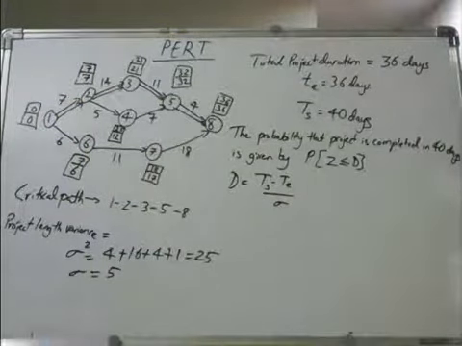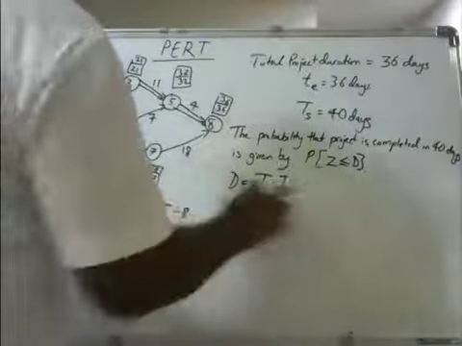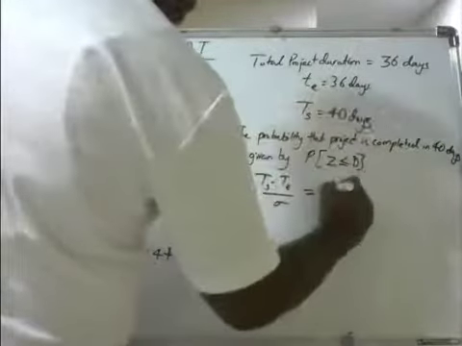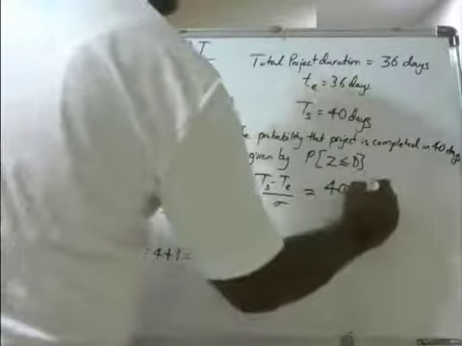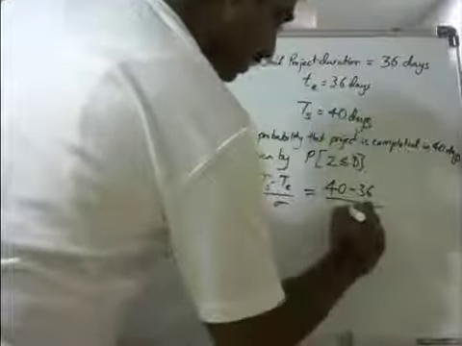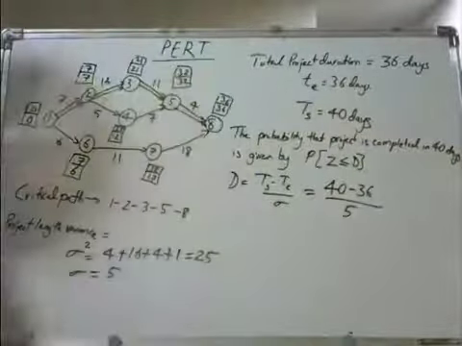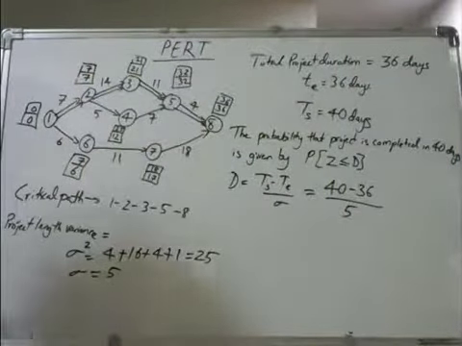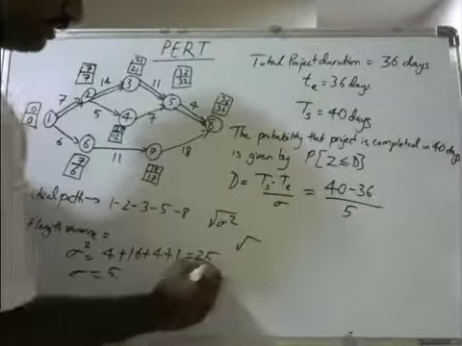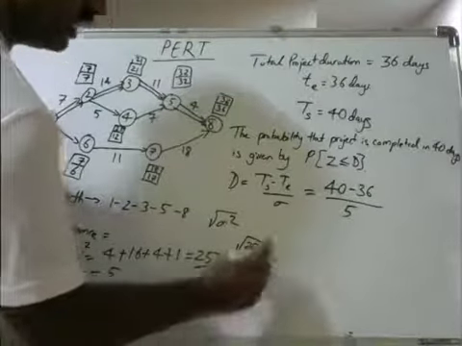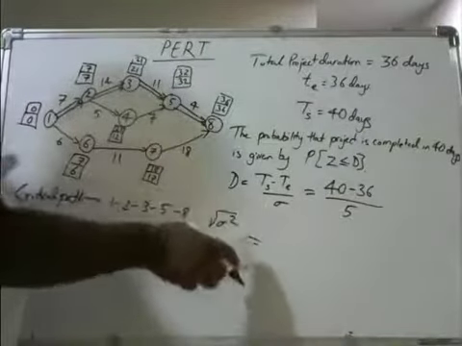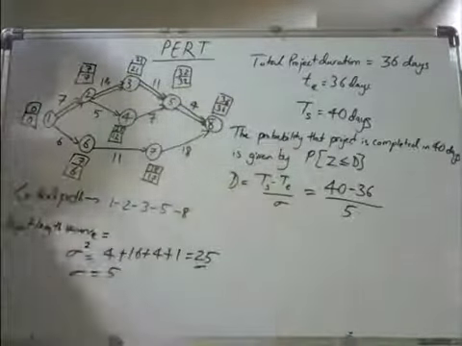TS minus TE. Can you see that it is E? I will write it again. So TS is 40, minus the estimated time 36, divided by sigma, the project length standard deviation, which is 5. In the formula it was given by the root of sigma square. How much sigma square did you get? 25. So the root of 25 is 5. That's why we are writing it as 5 here. In the formula you can see the square root of sigma square, so it's nothing but sigma.